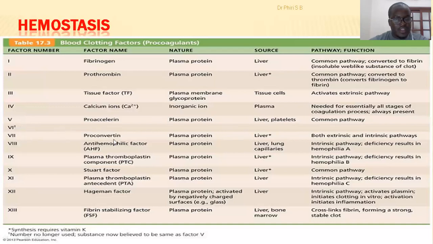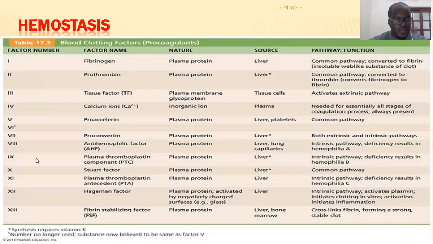Factor seven is proconvertin. It's a plasma protein that is produced by the liver. So factor two and also factor seven, you also need vitamin K, because it's involved in both extrinsic and intrinsic pathway. Then you have factor eight, antihemophilic factor. This antihemophilic factor is a plasma protein produced by the liver, the lungs, and capillaries.